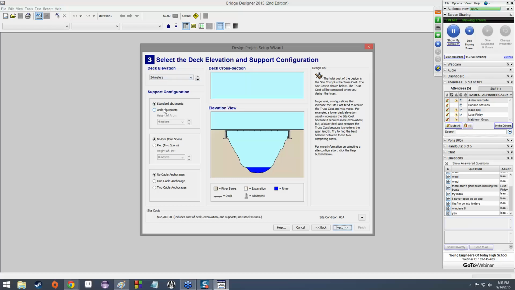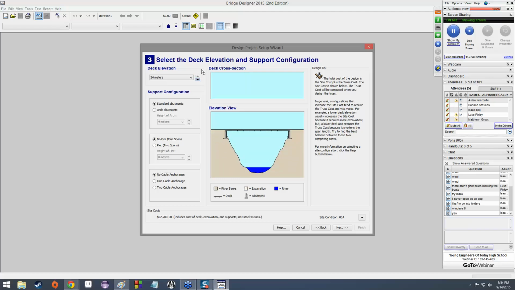You can change the abutments, which are these things over here on the sides. You can make them so they're arch abutments, and they'll take the arch, which is nice. You've got a pier, which is like the post and board design. You can raise that so that there's more to support the bridge. You can have cable anchorages if you'd like, so you can create a suspension bridge of some sort. And you can even change the elevation of the deck itself all the way down.